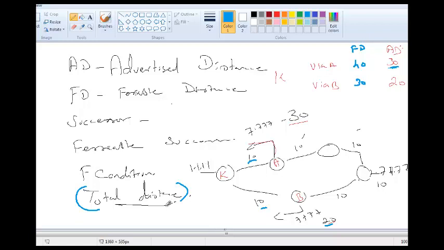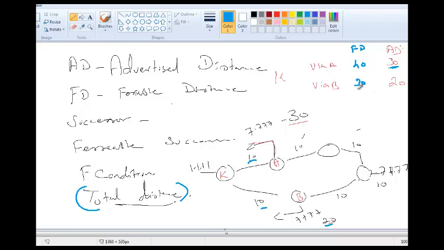But some people confuse you because they are confused. This is total distance only. This is feasible distance. I don't know which book they read. Feasible distance is total distance.